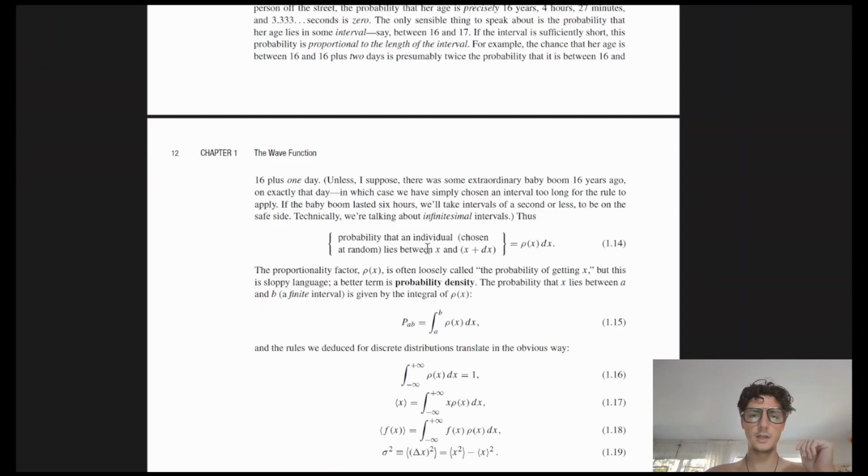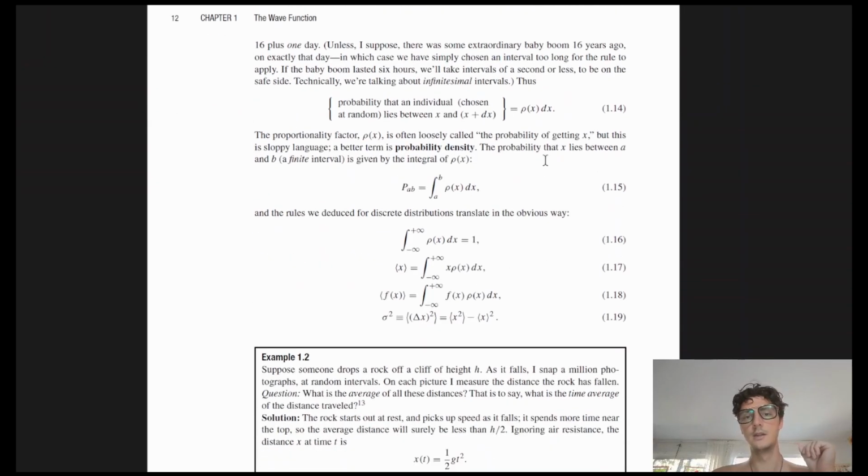Thus, the probability that an individual chosen at random lies between x and x plus dx is equal to rho of x times dx. It's not a p anymore, this is the Greek letter rho. The proportionality factor, rho of x, is loosely called the probability of getting x. But this is sloppy language. A better term is probability density.